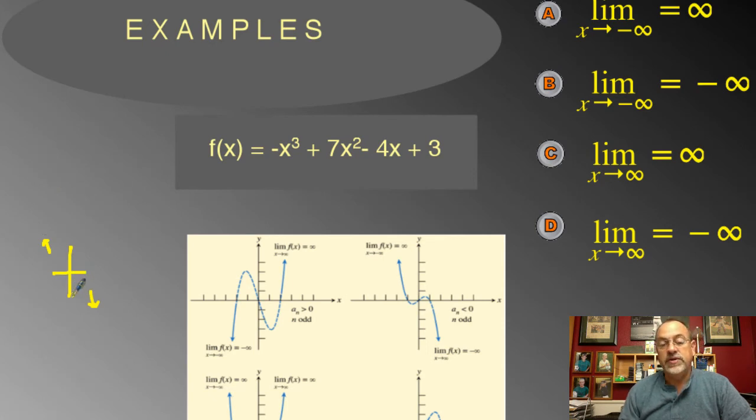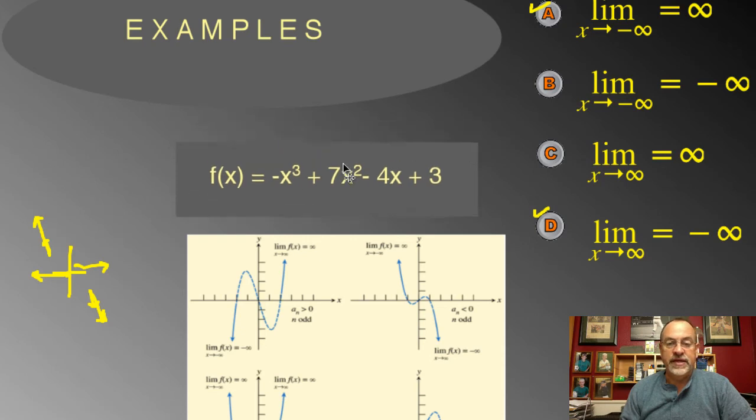So all I need to do now is put that in limit notation. So as I go towards negative infinity, the y values are going towards positive infinity, so that's option A here. And then as I go towards positive infinity, the y values are going towards negative infinity, so that would be option D. So the two limit notations for this would be A and D.